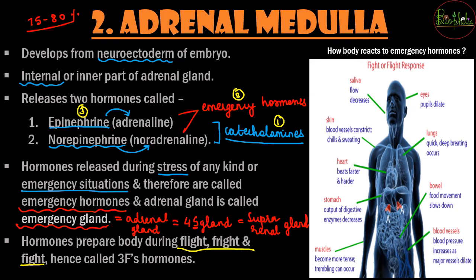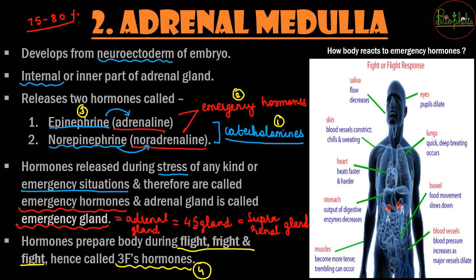You can be scared, that is fright. You can be scared and run away, that is flight. And you can stay there and fight against. So all this comes under the 3 F's, that is flight, fright and fight. Because of that it has another name, called 3F hormones. Now we have the names epinephrine and norepinephrine. These are also termed as adrenaline or noradrenaline.